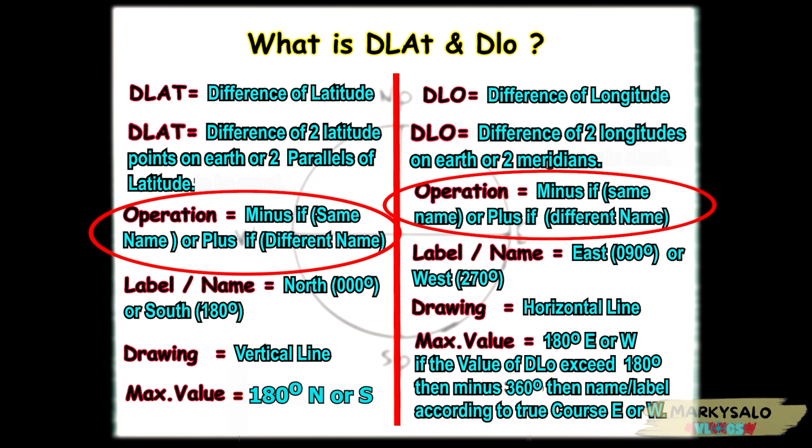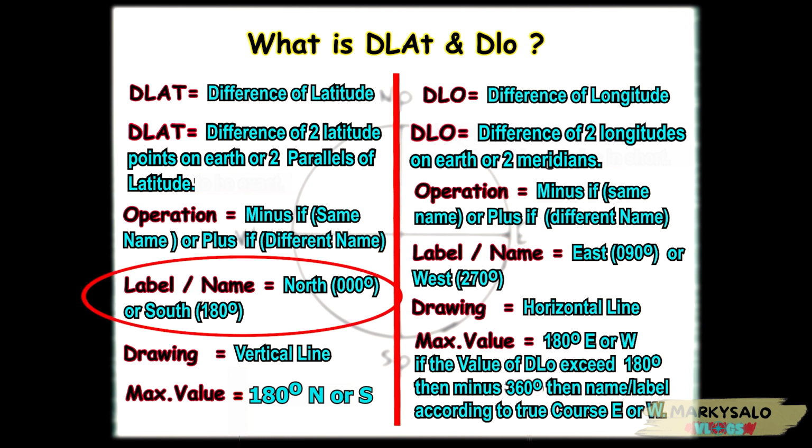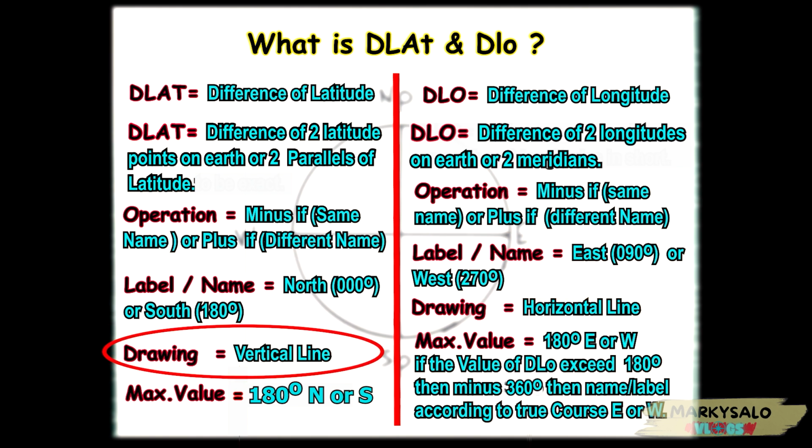For naming or labeling DLAT, it's either only north or south. North means 000 degrees true, and south means 180 degrees true, while for naming the DLO, we use east or west. East is 090 degrees true, and west is 270 degrees true. For the drawing or visual, all vertical lines are regarded as the DLAT, and all the horizontal lines will be the DLO.